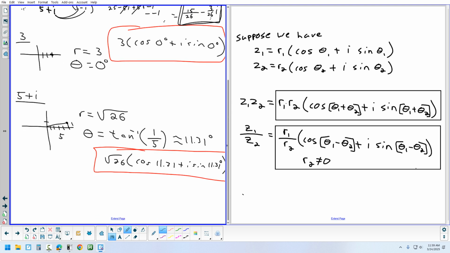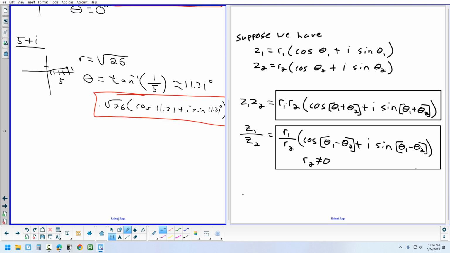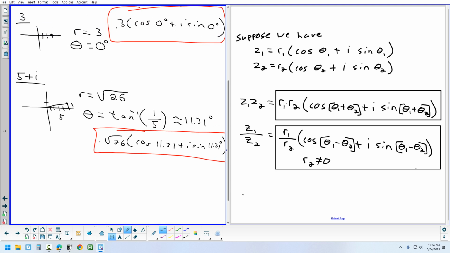If I want to divide them, what am I going to do with the 3 and the root 26 to plug them into the bottom formula? Multiply by the conjugate? No, 3 divided by root 26. So r1 is 3, r2 is root 26. That's 3 divided by root 26. Should I leave the root in the bottom? I'm not really getting into that right now. So I got 3 over root 26.